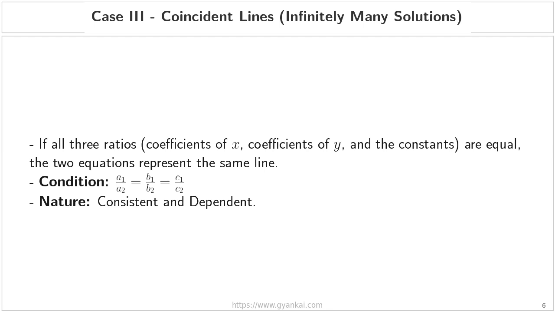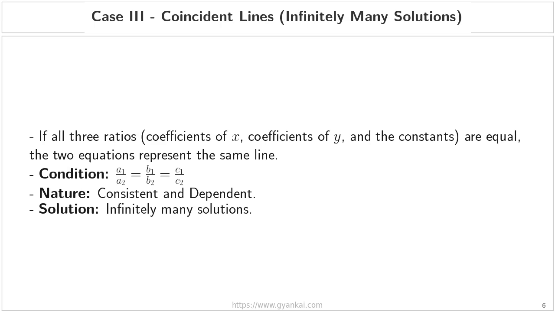When this happens, the lines lie directly on top of each other, meaning they are coincident. In terms of the nature of the system, we call this consistent and dependent. Because the lines are overlapping everywhere, they don't just meet at one single point. Instead, they share every single point along the line, which means we have infinitely many solutions. In the next slide, I'll show you how this looks in a real-world scenario involving taxi fares.